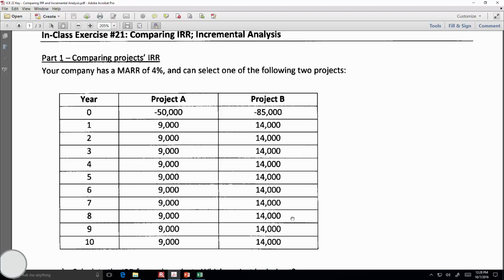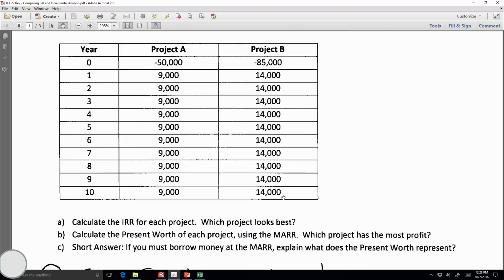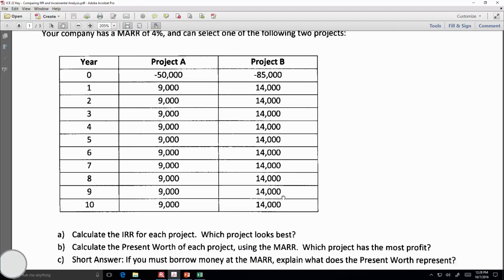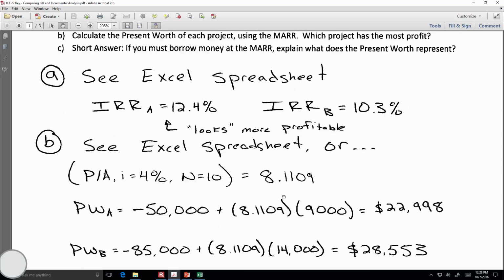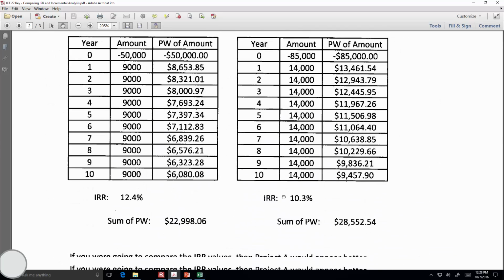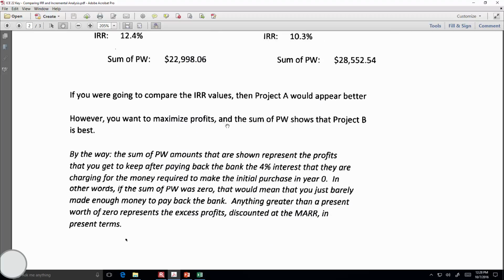Any questions before we talk just very briefly about incremental analysis? Any questions about this illustration? What about the short answers? Here's how I put it for the short answer to the question of what does the present worth represent?